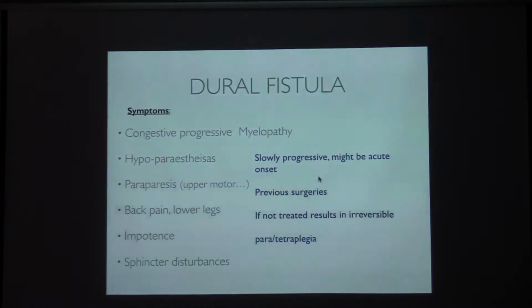So we said it's usually slowly progressive. Sometimes it can be acute. Sometimes they give you a story that something happened and they started feeling bad. A lot of them had previous surgeries for orthopedic spinal stenosis, herniated disc and stuff like that. And we know that if we don't treat them, it will become worse, and they all end up in wheelchairs with sphincter issues.